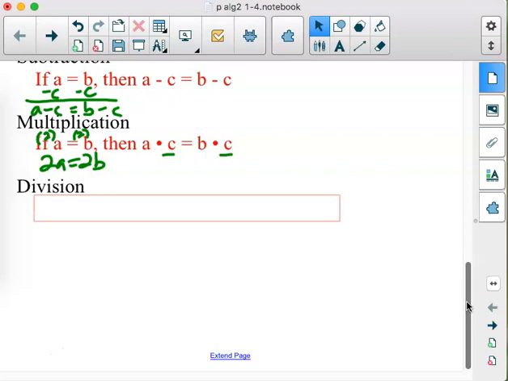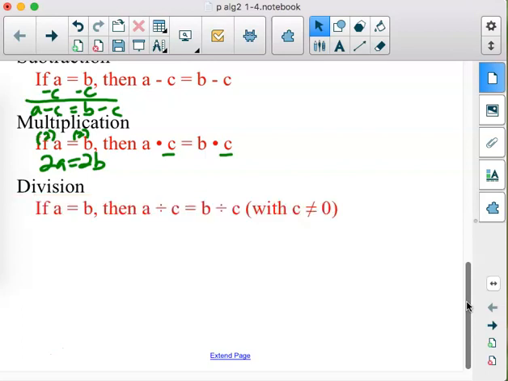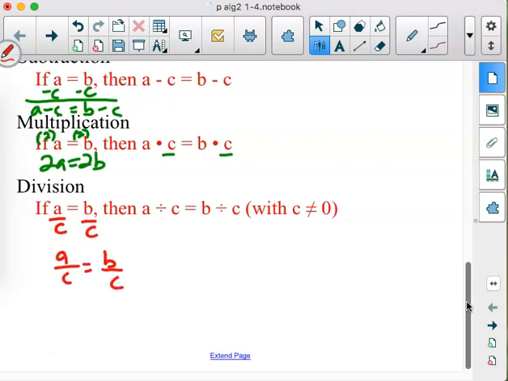And then division. This is the same thing. If A equals B, then, well, now think division. So we're going to divide both sides by C, and usually it looks like this. We don't bother with the old style elementary division symbols in Algebra 2. That's just there to help you make the connections.